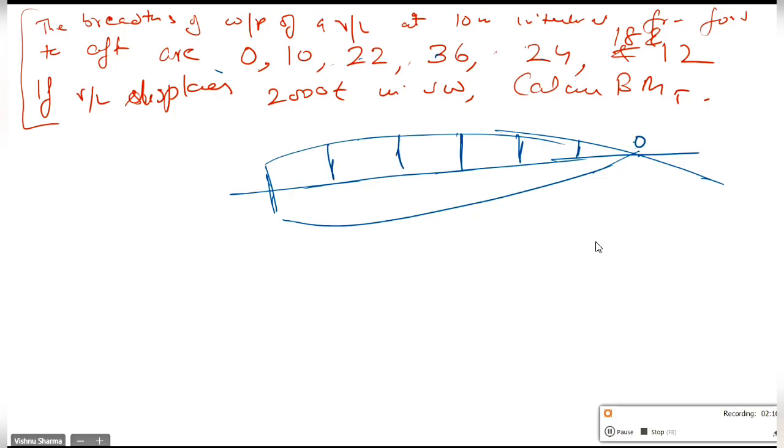It will be 0 here. Then 5 here. Half of 10. This is 11 here. 18 here. 12 here. 9 here and 6 here. And now you'll solve it.